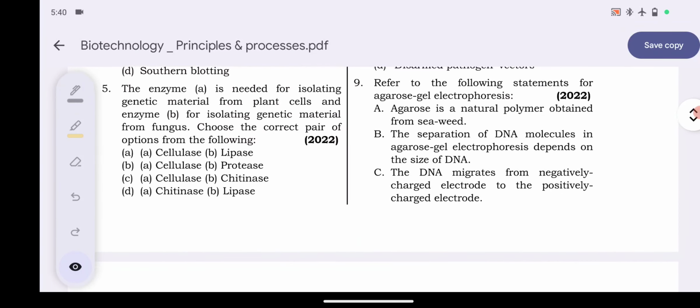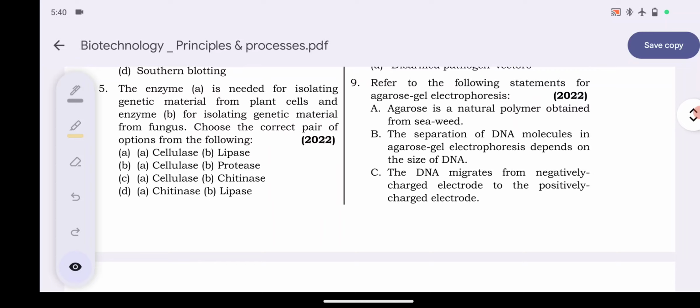Next question number 5. Enzyme A is needed for isolating genetic material from plant cell and enzyme B for isolating genetic material from fungus. Choose the correct pair of options from the following. What are enzyme A and enzyme B? Enzyme A is cellulase and enzyme B is chitinase. Option C is the answer. Okay, cellulase for plant material and chitinase for fungus material. So option C will be your answer.